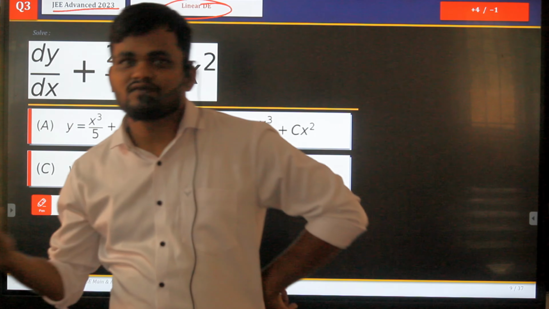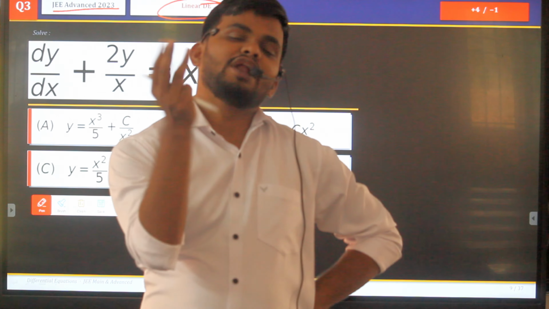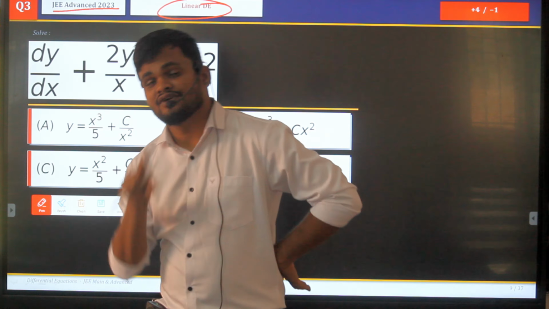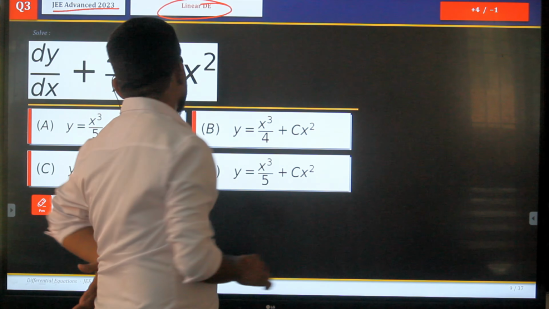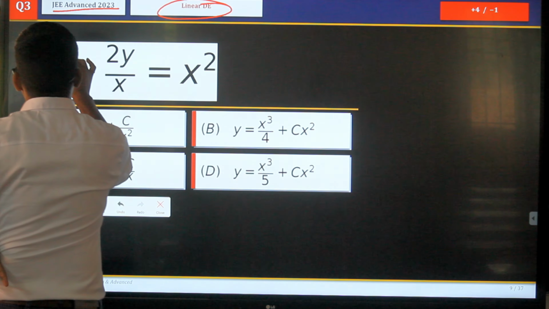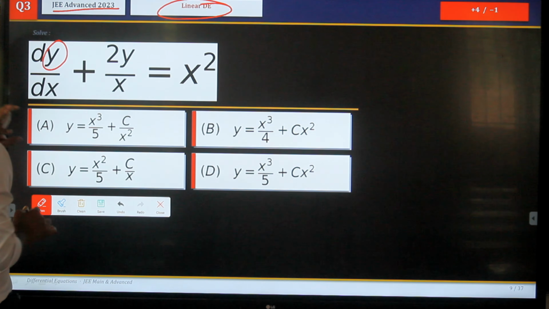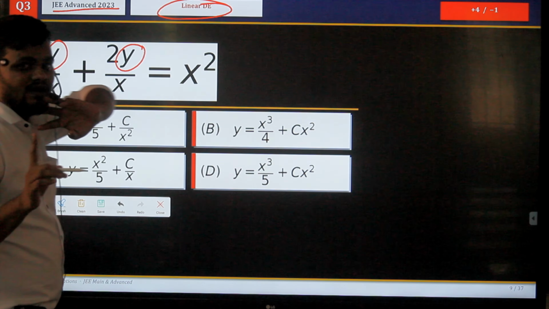It is linear in terms of the dependent variable. If the differential equation is linear in terms of the dependent variable, then it is called a linear differential equation. Here the dependent variable is y, which depends on x, and the maximum power of y is 1. So the maximum power of y is 1, which means it is linear.